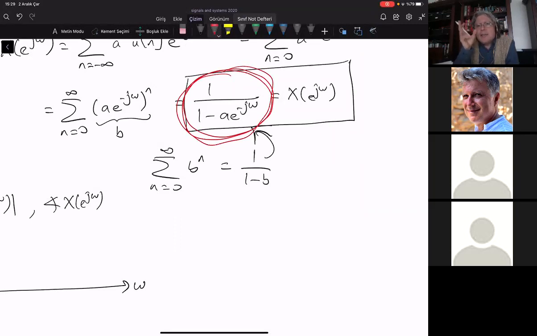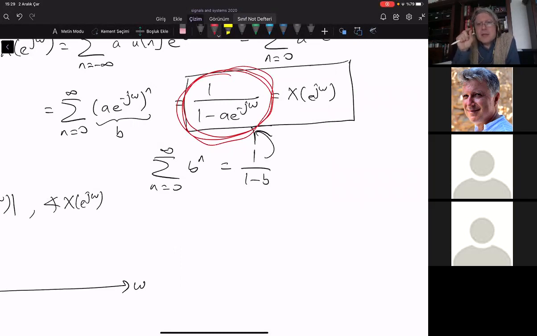It depends on what A is, by the way. But if A is positive, let's assume that it's positive, something like 0.5, less than 1 in magnitude. The largest value that this expression attains is when omega is equal to 0. When omega is equal to 0, this is 1 over 1 minus 0.5 times 1. So 1 over 1 minus 0.5, which is 1 over 0.5, which is 2. Okay, that's the largest value, 2.